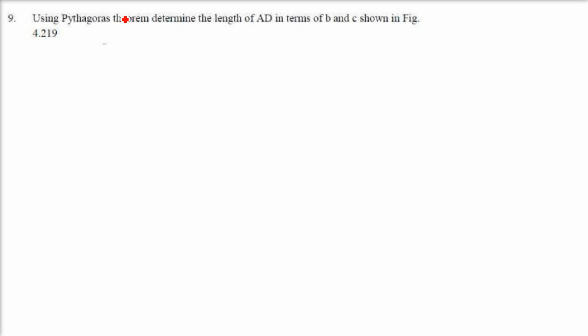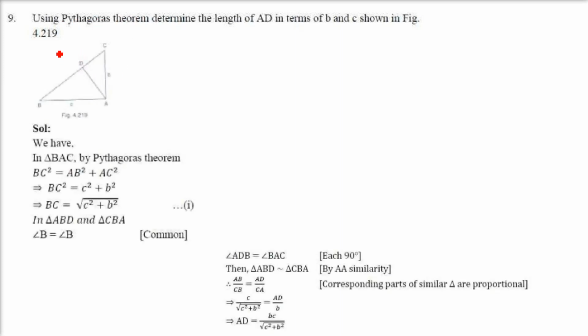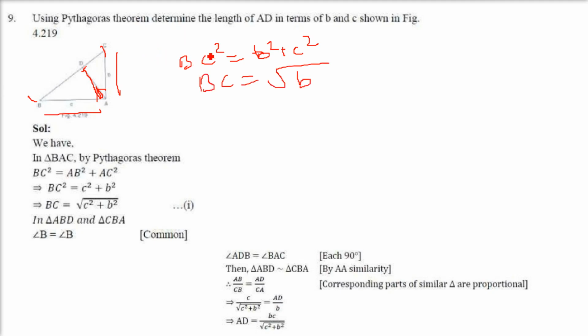Using Pythagoras theorem, this is a figure. You have to determine the length of this AD from here to here, in terms of B and C. So first of all, what will be this BC? This is C and this is B. Because this is 90 degree, BC square will be equal to AB square plus AC square, which is equal to B square plus C square. BC can be written simply as under root B square plus C square.